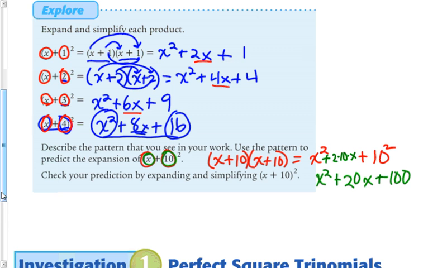So the generalized version of this is that if you have two numbers, a binomial, and you square that binomial, the first term will be a squared, the last term will be b squared, and the middle term will be twice a times b.